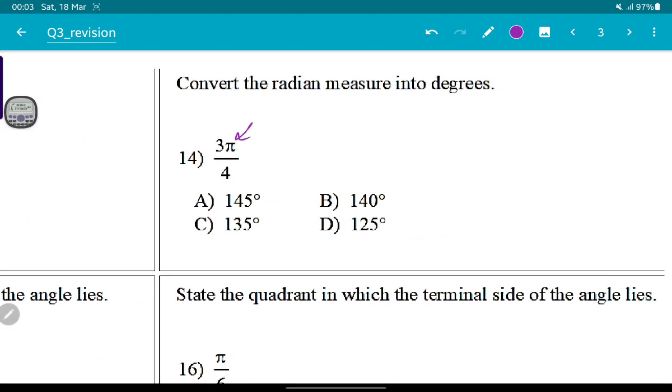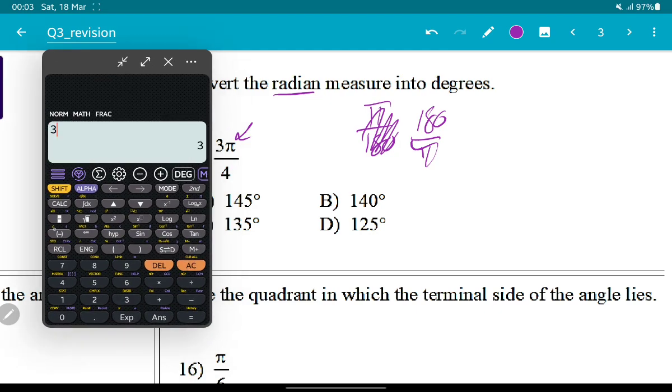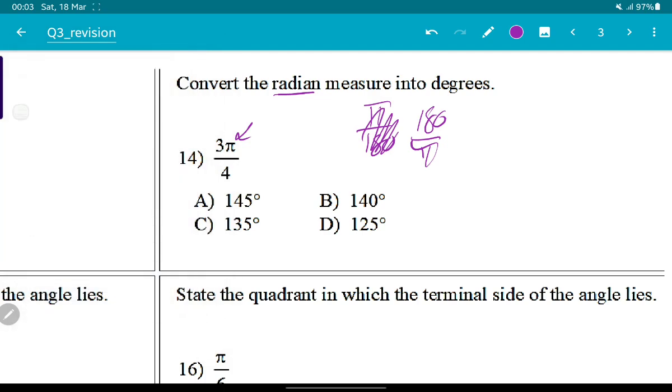You have pi, and this is radians. You need to switch to degrees, so instead of writing pi over 180, it's 180 over pi. To remove pi, you have to divide, it's logic. So 3 pi over 4, maybe 135. 3 pi over 4 multiplied by 180 over pi. This is 135, yes.